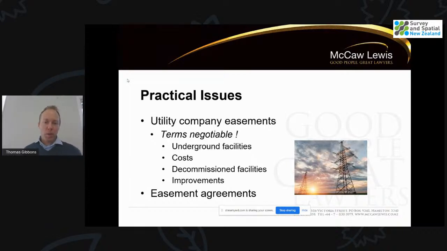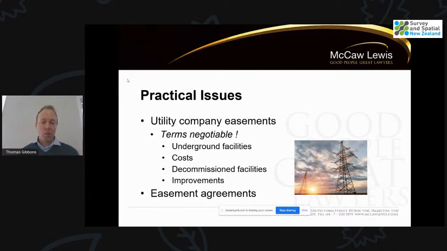I want to move on from resource consents to some practical issues that come up. Number one is around utility company easements. And look, in Hamilton, there are things like Wel electricity easements, in other areas, Chorus easements, and so on. Some are still using encumbrances. But it's really important to be aware that while they have standard terms, 95% of the time they are still negotiable.